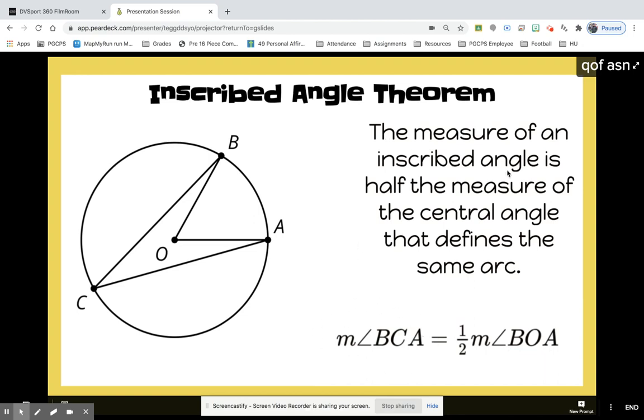So it says the measure of an inscribed angle is half the measure of the central angle that defines the same arc. So you notice that this arc BA or AB is shared by BOA and BCA. However, we see clearly that the opening for BOA is wider than the opening for BCA. So if we took a picture of it and dragged this angle further back, it would close more than the central angle.